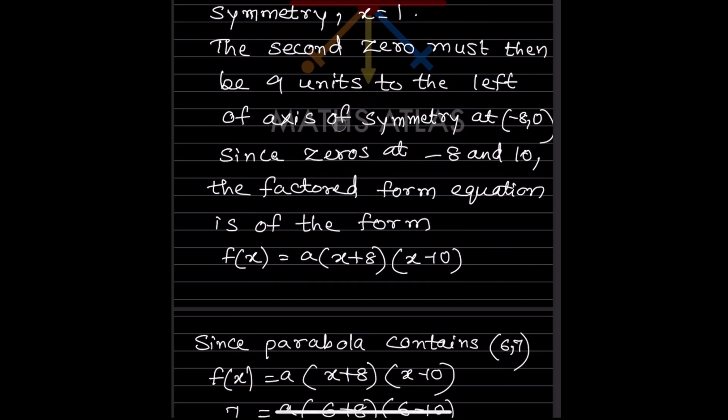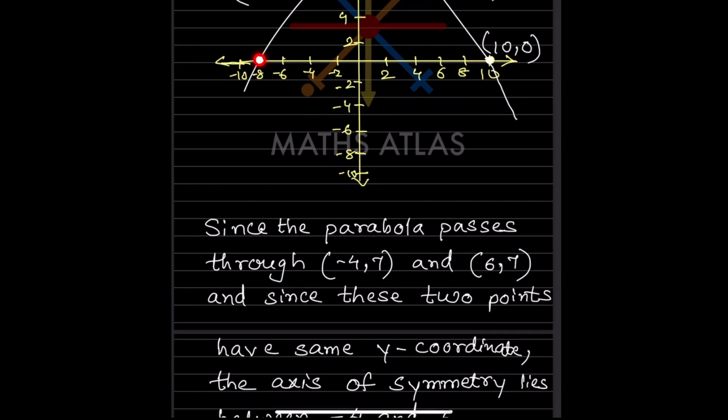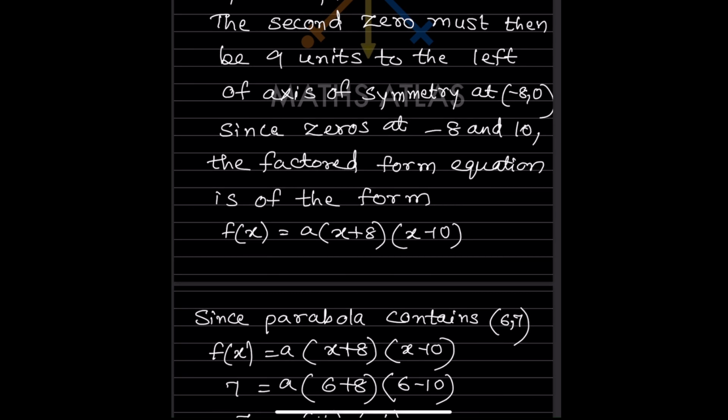So that is what is written here. (-8, 0): you have to go 9 units to the left of the axis of symmetry. So the zeros are -8 and 10. Now you know the zeros. So what can we say the factored form of this is? f of x is... whenever there is -8, you write x equals -8, so x plus 8.